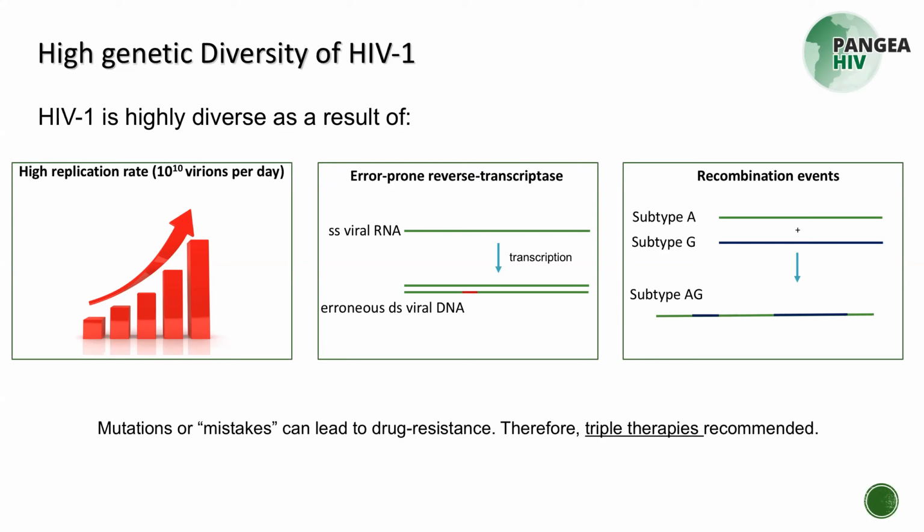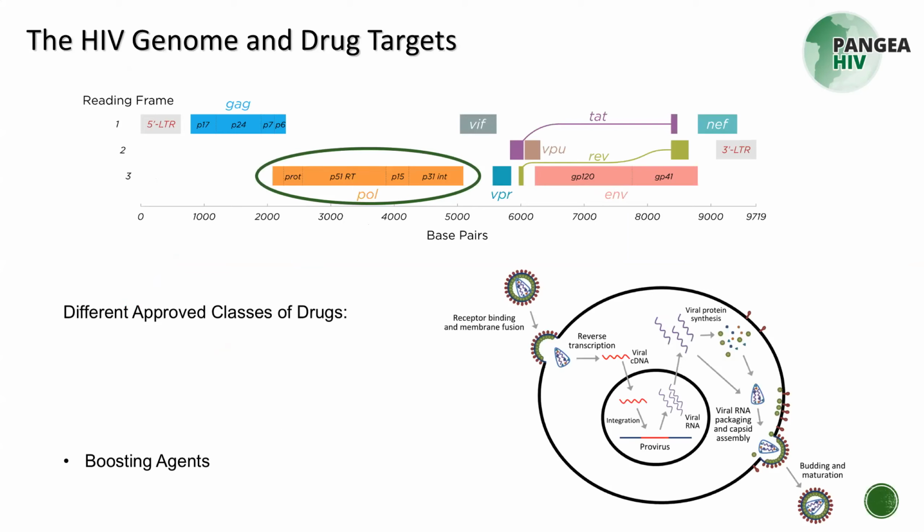Sometimes they can result in nonsense mutations. Sometimes they don't do anything, missense mutations. Other times they can actually lead to drug resistance mutations. So even in the absence of drug therapies, you can get some drug resistance. So that's why the modern day therapies recommend a triple therapy. I mean, all of you know this.